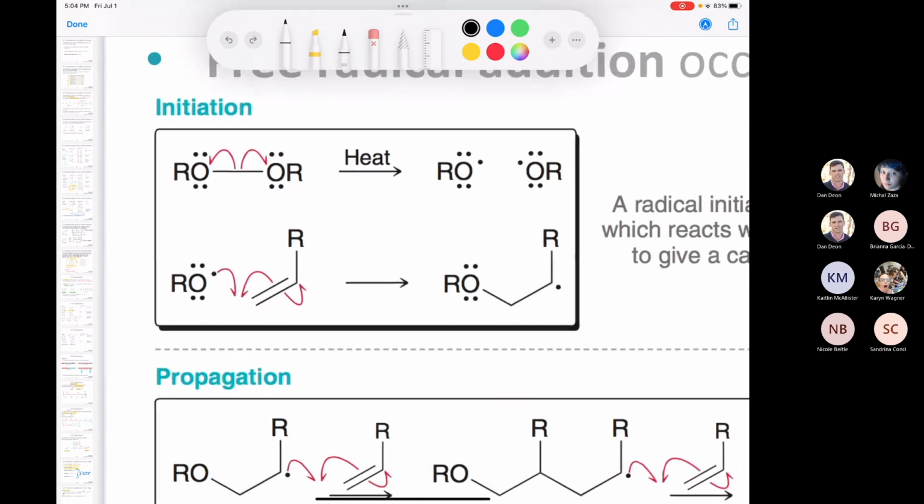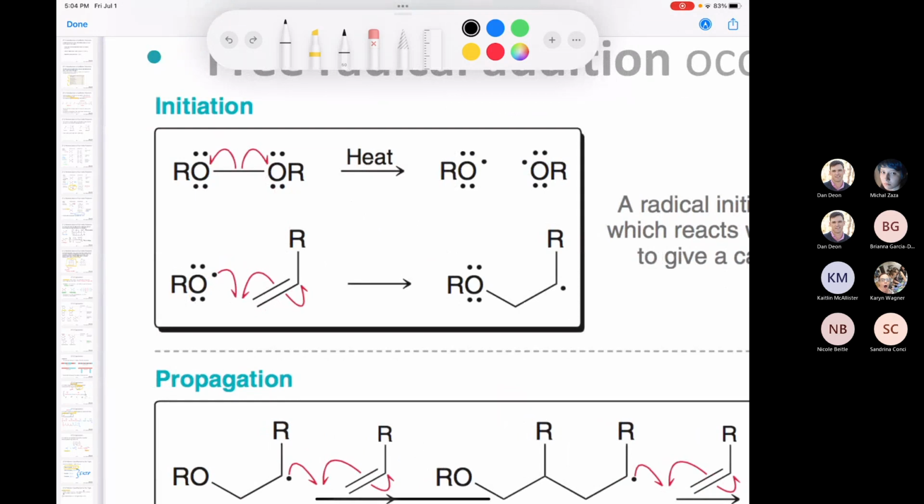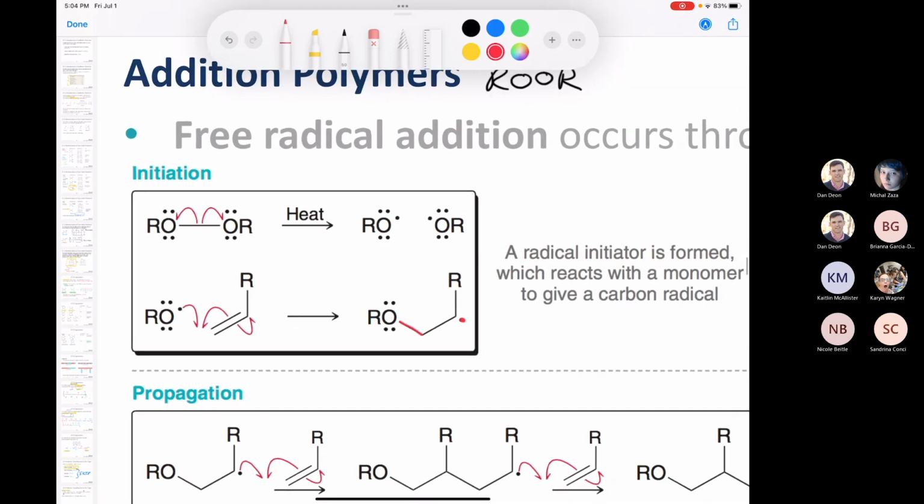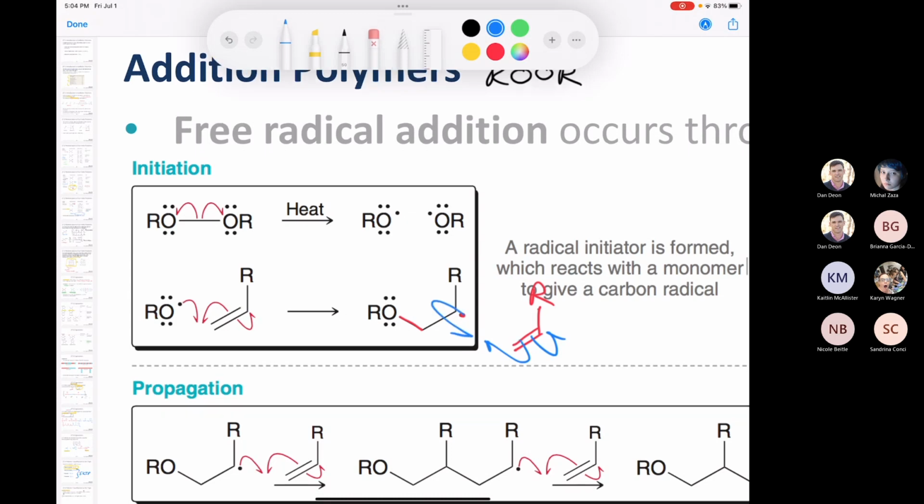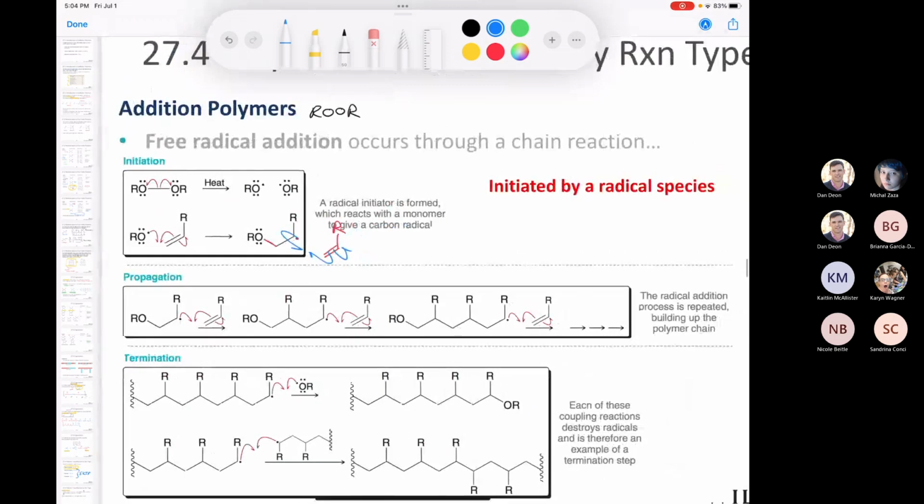And check out these three arrows. You end up making a bond between the oxygen and the carbon here, and then you end up with a radical. Well, now that you have a radical, if you subject that to another molecule of the monomer, then you're going to get another radical addition like this to form a new radical like that. I guess that wasn't a proper arrow. Let me fix that. There we go. Like that. And that's what we see here in the propagation steps.